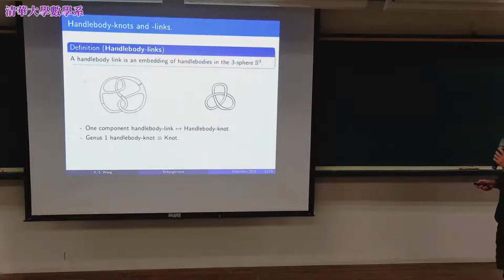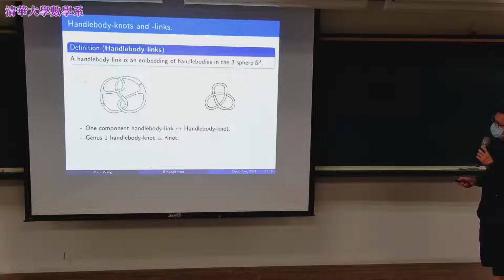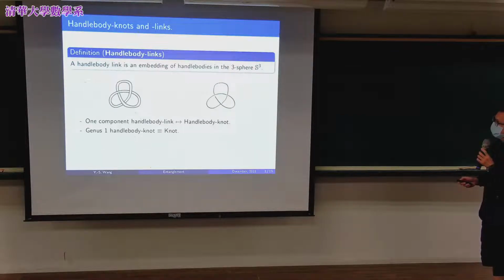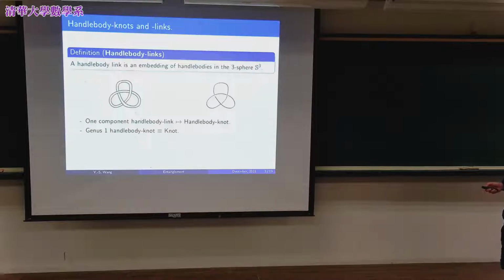In the case that you have a genus 1 handle-body knot, then it reduces to classical knots. A classical knot is just a circle in a 3-sphere, a knotted circle in a 3-sphere, and that's because you can consider the spine or the skeleton of the solid torus, or the core of the solid torus. Then you get the classical knots. Okay, so is the definition clear to everyone?